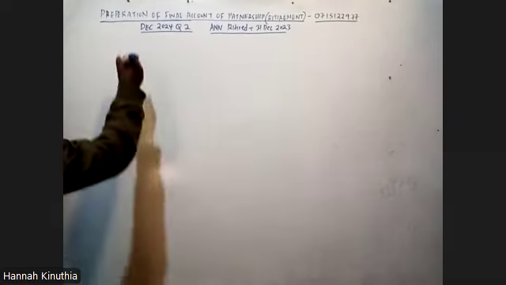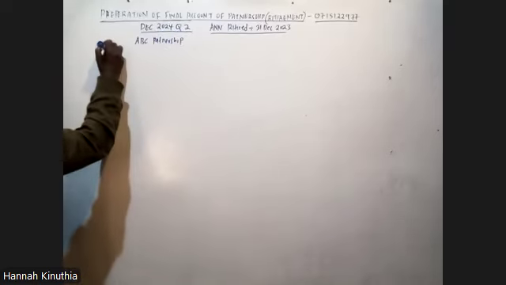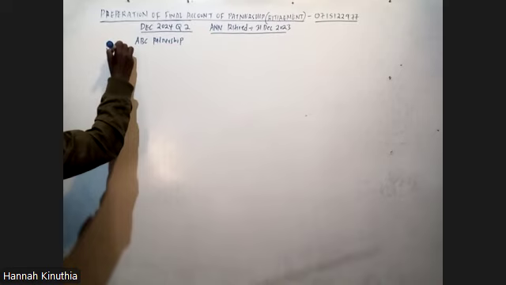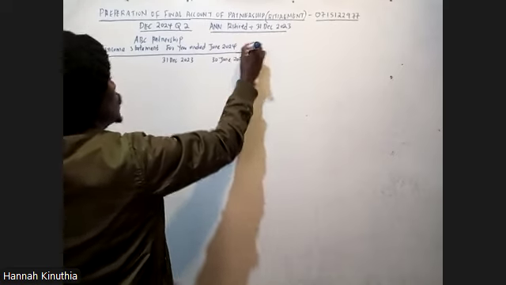So let us write ABC partnership income statement for 2023, and then the final one, that one is 30th June 2024. So we start with the sales.